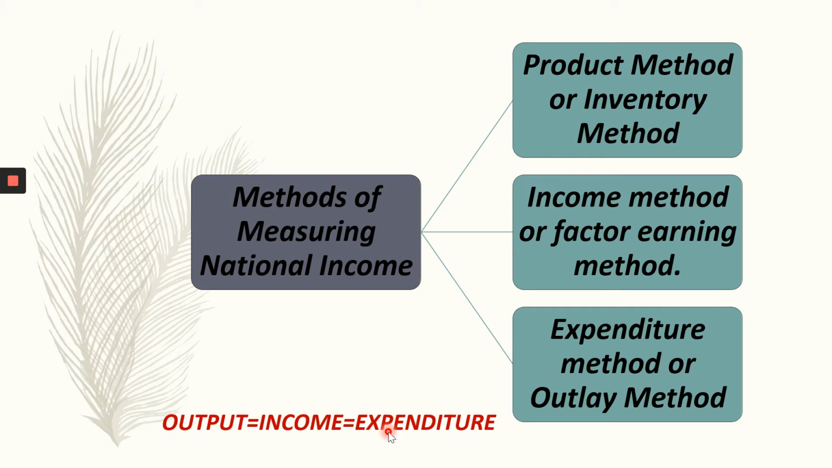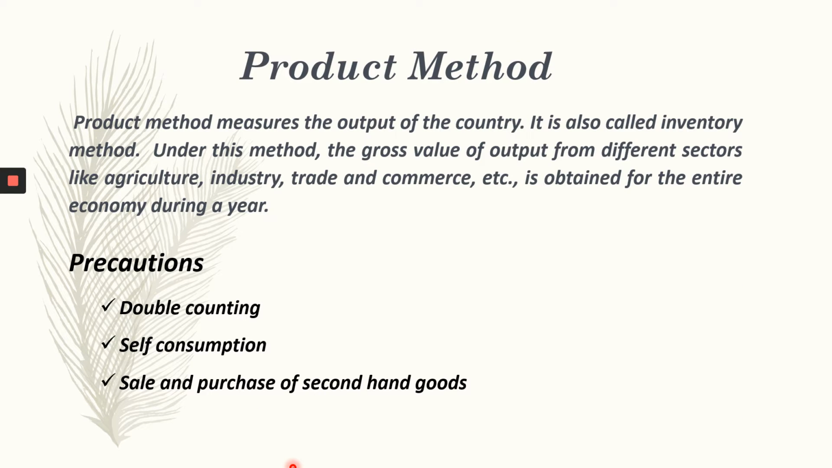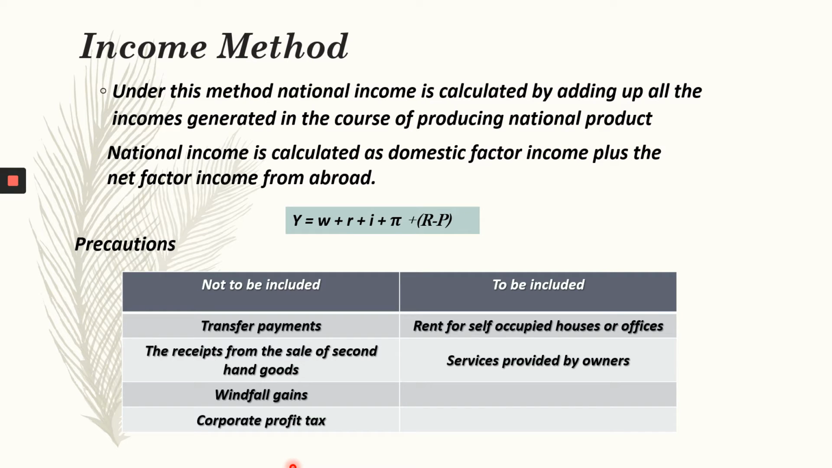What do you mean by that? Whether you use the output method, the income method or the expenditure method, the national income should be the same. However you calculate, the output must be equal to income, which will be equal to expenditure. We have already seen the first method, the product method. Let's see the income method.